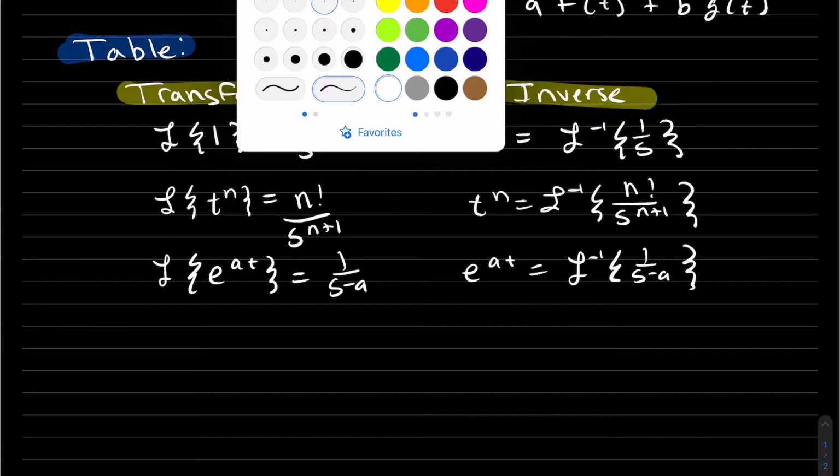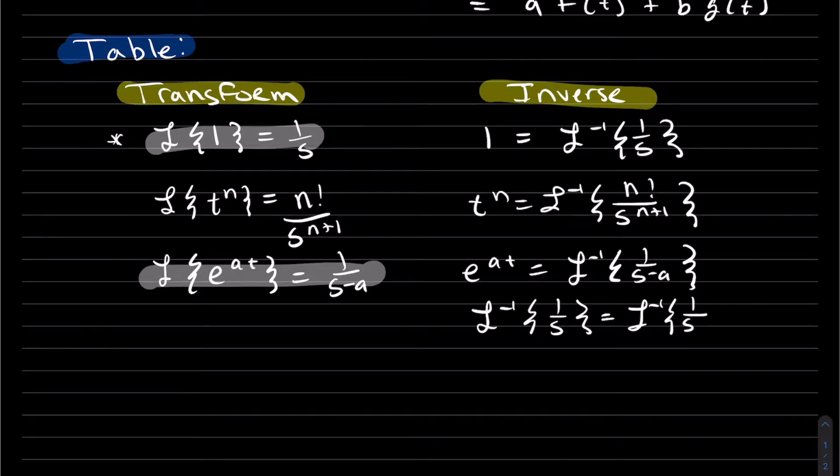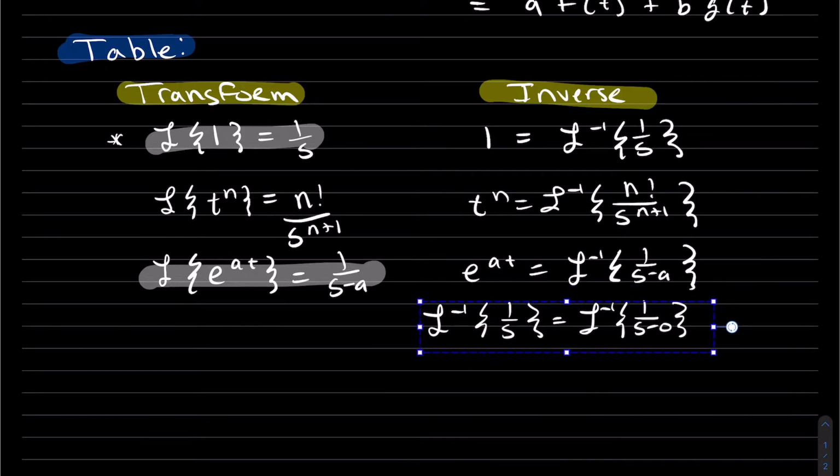By the way, these two, this is actually a case of the exponential. If we have the Laplace inverse of 1 over s, that's equal to the Laplace inverse of 1 over s minus 0, which means our a is 0. And so that's e to the 0t, which is 1, which we could have up there.